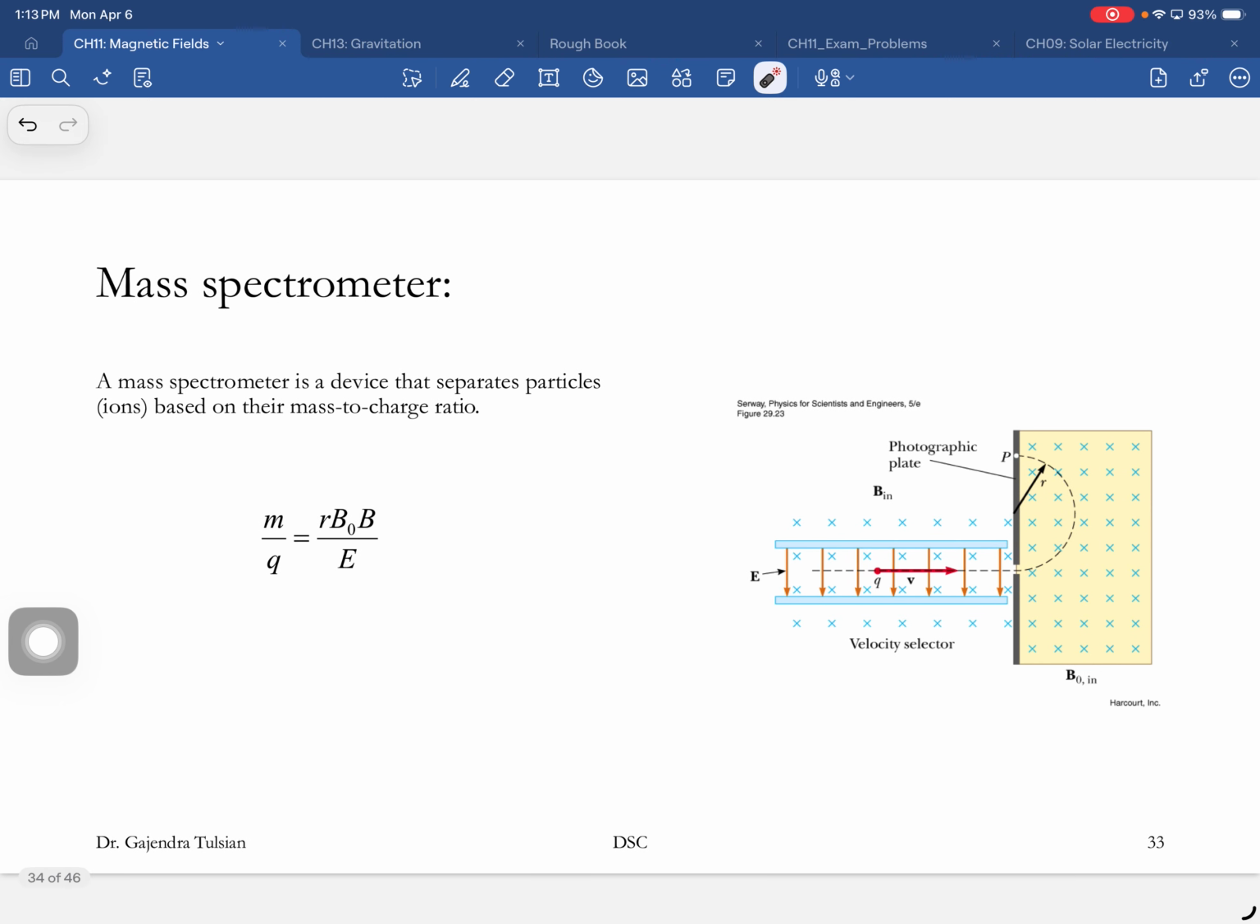Our chemistry labs have a mass spectrometer. I don't know if you guys have used them.